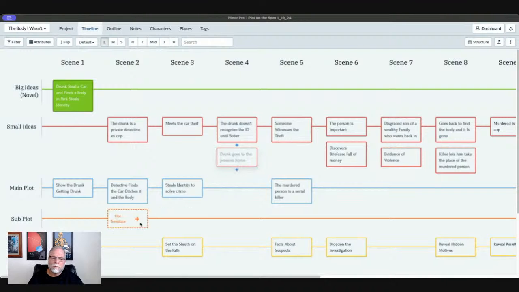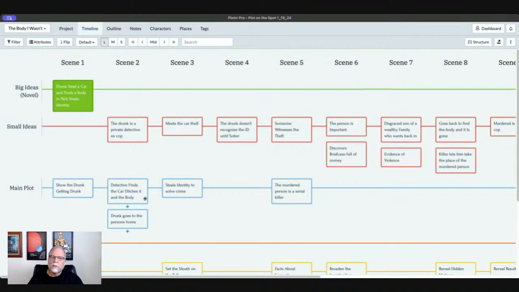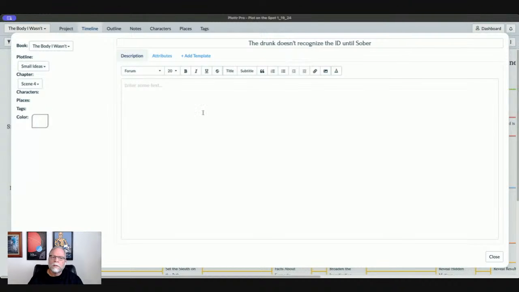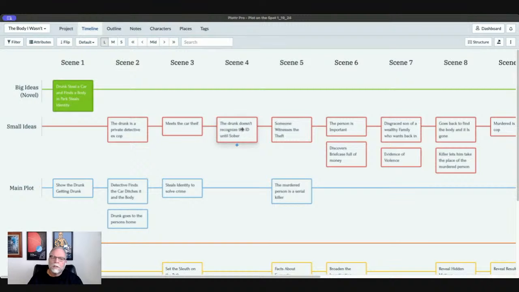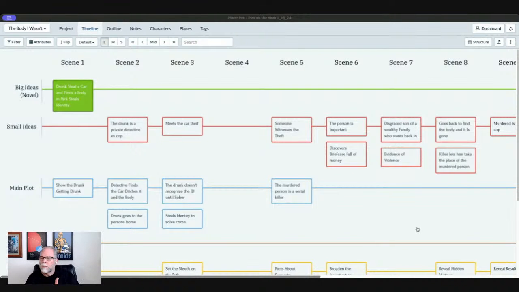So the drunk goes to the person's home. That would kind of go under here, right? Now, this part could also move under he doesn't recognize the identity until sober, and so then he steals the identity to solve the crime. That kind of works, right? You see how we're trying to move the stuff around, right? To try to get ourselves an actual story.